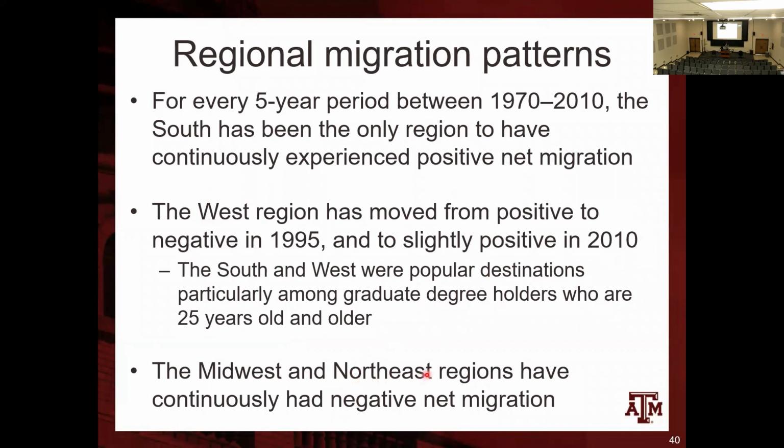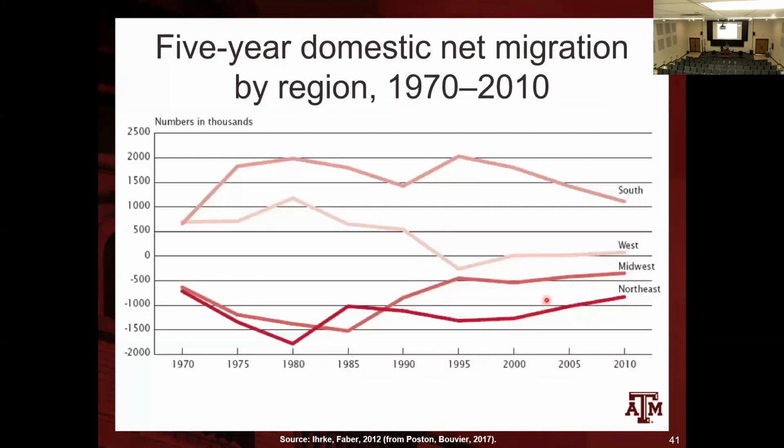The Midwest and Northeast regions have continuously had negative net migration. So Midwest and Northeast, kind of like not so negative anymore in more recent years, but it's still these numbers below 0, which means more people moving out than moving in.